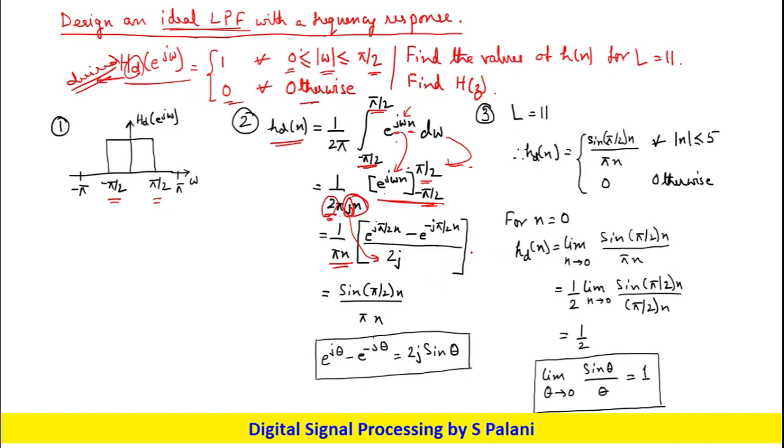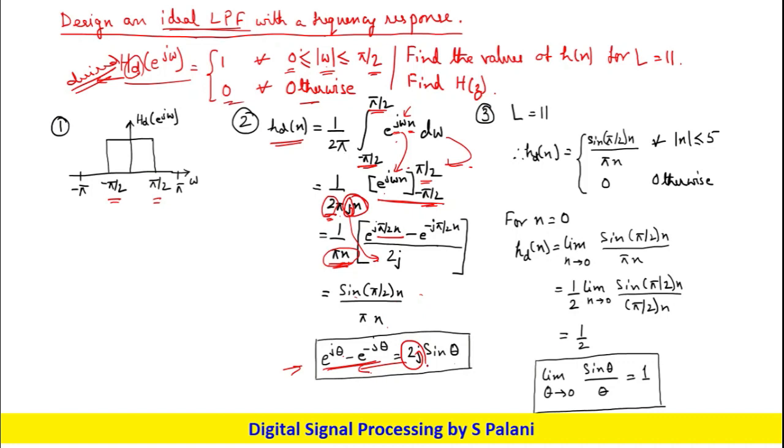Now I think you remember the trigonometric identity that e to the power j theta minus e to the power minus j theta is equal to 2j sine theta. So if we take this 2j over here, we get sine of pi by 2 n, which is theta. So h_d[n] is sine of pi by 2 n divided by pi n.